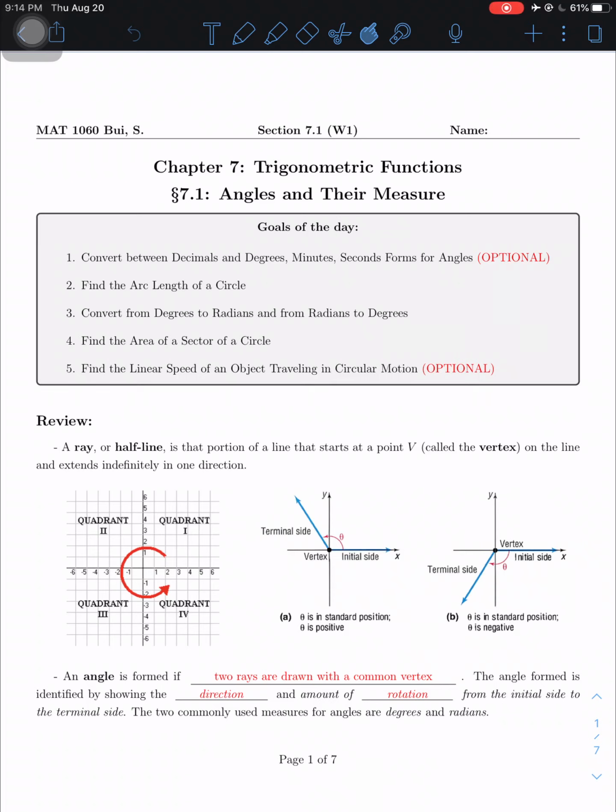Hi guys. Okay, let's start section 7.1. Today we're going to talk about angles and their measure. Before we get to the first objective of the day, let's review some old concepts, okay?